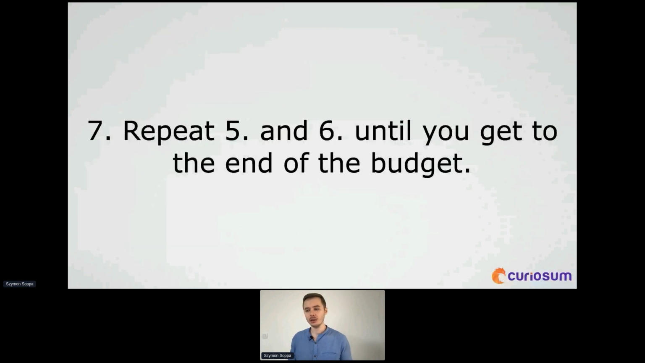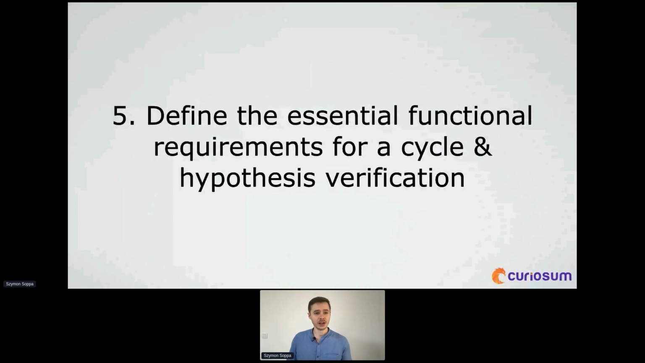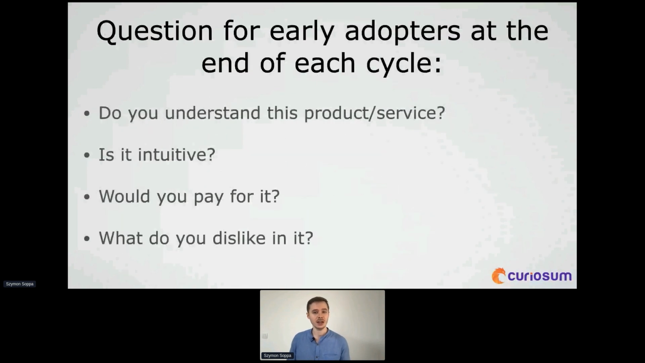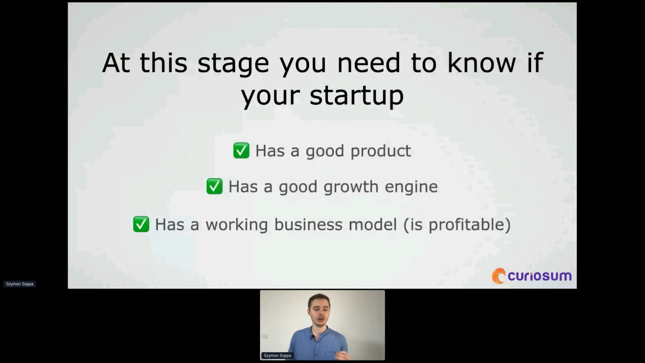So at the end, it's all about repeating the point 5, which was defined as essential functional requirement for a cycle, and point 6, which is fast verification. And you do it until you run out of budget. Okay, you do it until you have no more money or time. And at this stage, at the end, you should be able to answer yourself questions whether you have a good product or a service, a good growth engine, and a working business model, which essentially means that whether your startup is profitable or not.